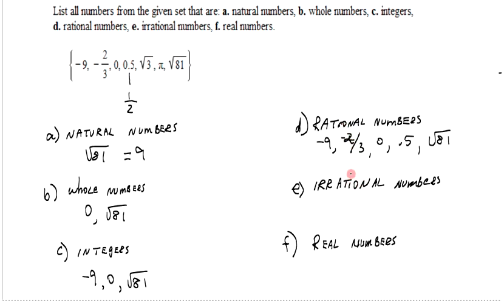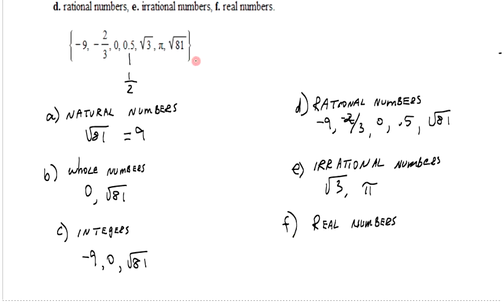You want to be careful here because these two things are totally separate. Rationals and irrationals never cross paths. So the irrational numbers are going to be those like the square root of 3 and pi. Those are the only two irrational numbers. The real numbers are all these numbers, all the numbers in the set. So you would just list them all out. All right, that's it.